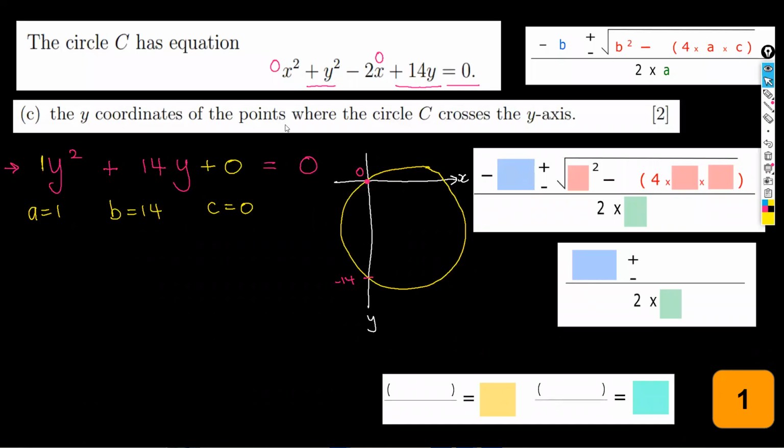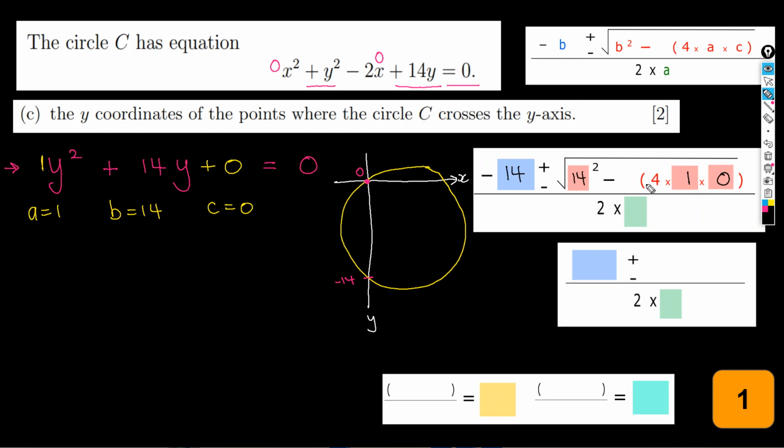So let's just throw in the values here in the formulas, right? So I have a little format already here. So the formula says minus b. Well, we know b is 14, so we can put 14 here. Then we have to say 14 squared. A is how much? 1, and C is 0.